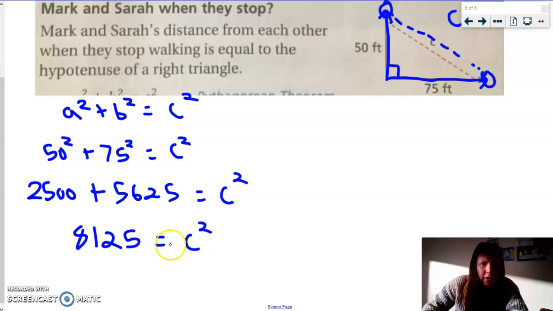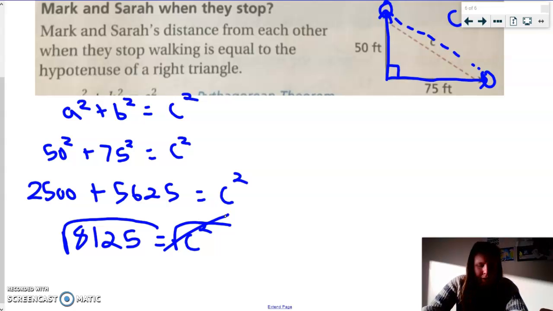And then I just need to undo the square by square rooting. And then this is going to be a weird number. So again, I'm going to have to plug it into the calculator. I'm not expecting you to just know this. So square root of 8125. Ooh, that's an interesting number.